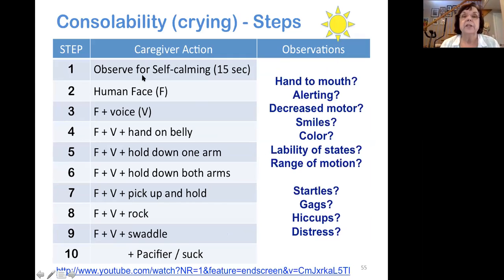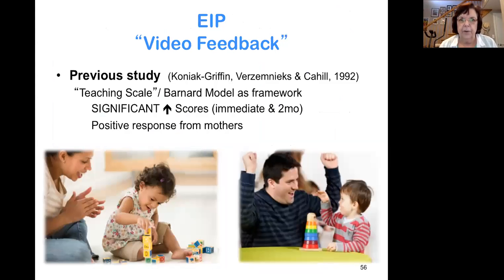What happens? So then you present the human face and wait. Then you do the face and the voice. If that doesn't work, face, voice, hand on belly, and they're still flailing around and crying. You then would try holding down one arm, then both arms. Then you pick them up and hold them. Then you pick them up and rock them. Then you do swaddling, step 9. And the very last thing is offering a pacifier or sucking on a clean finger.